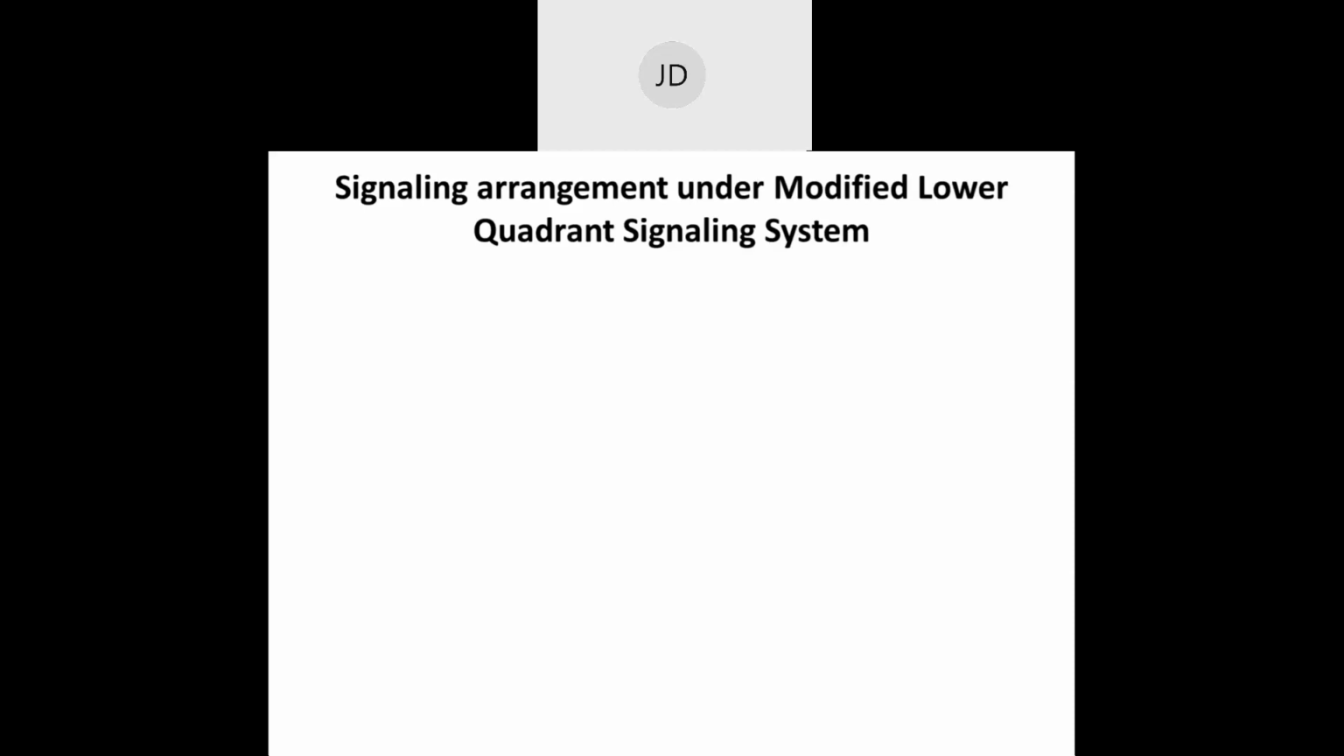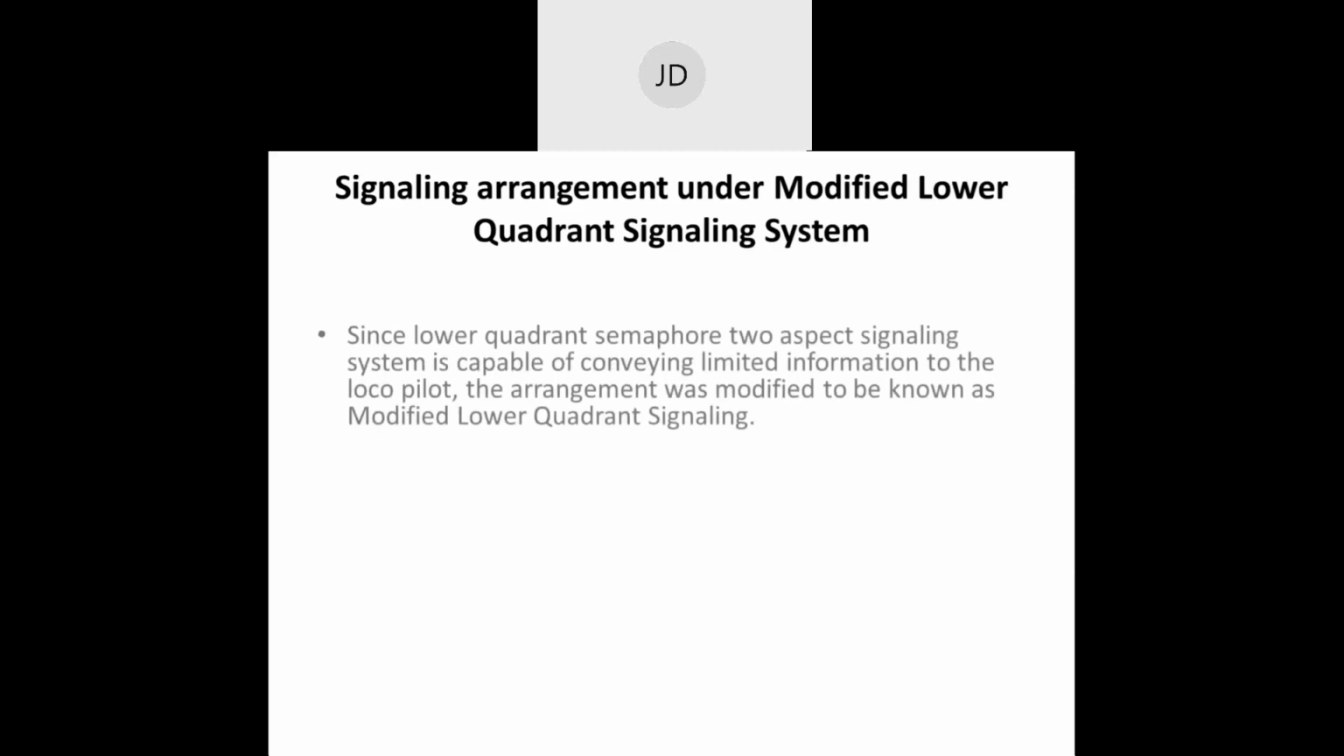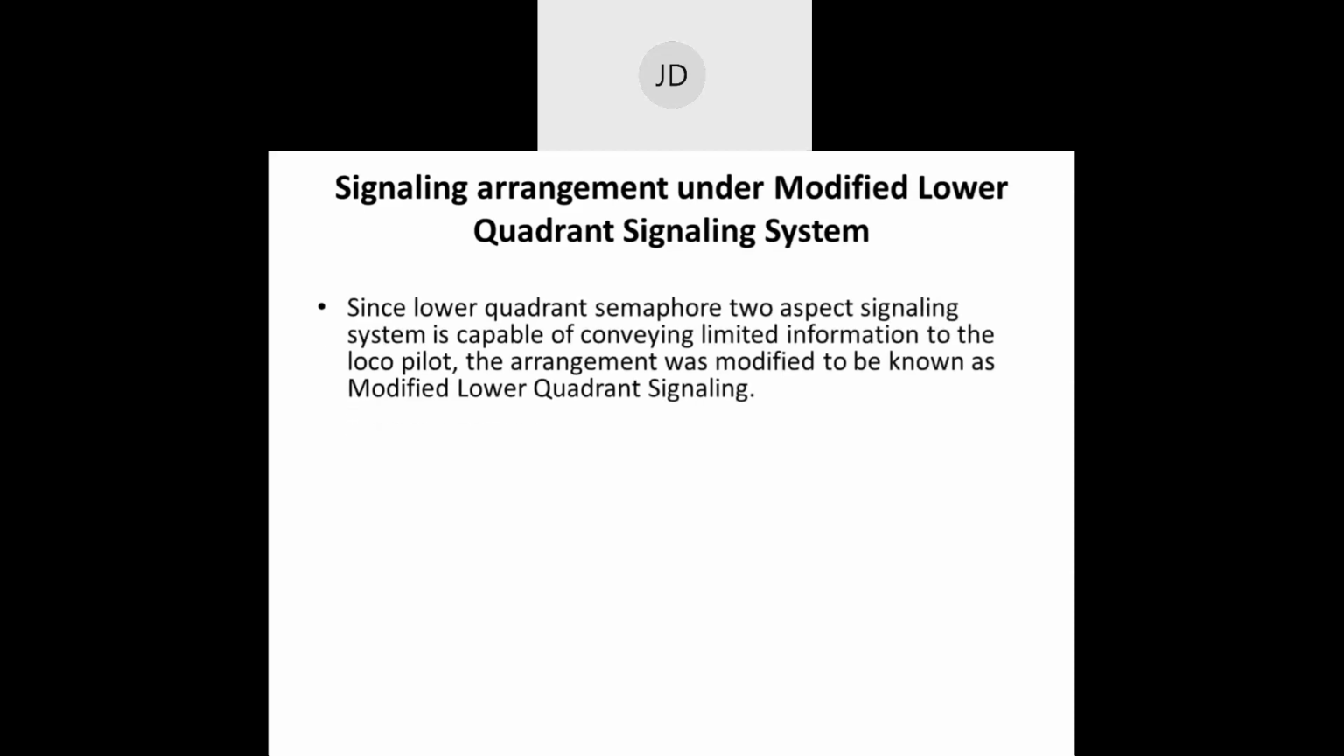Since the lower quadrant signaling system only works in two aspects, to improve this particular system, a new system came, that is your modified lower quadrant signaling system. That means the particular lower quadrant system is modified, and it is known as modified lower quadrant signaling system. Since lower quadrant semaphore two-aspect signaling system is capable of conveying limited information to the loco pilot, the arrangement was modified to be known as modified lower quadrant signaling.